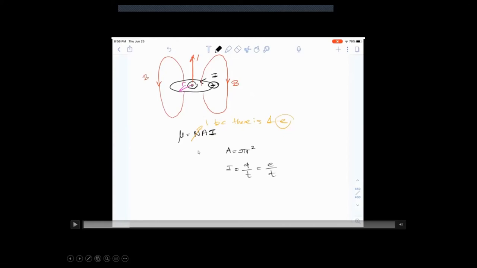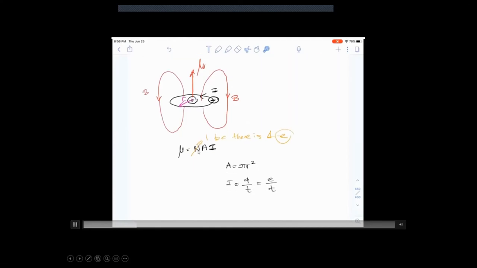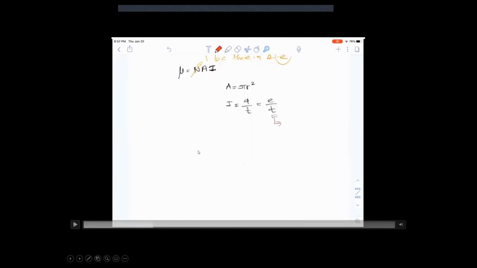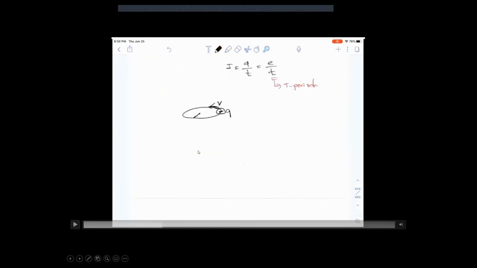And for us to be able to know the amount of time it takes to complete a single revolution, we need to know the speed of this electron. Obviously, we know how to find the speed of an electron. That was something that we did previously. All right, so T becomes the period of this motion. For us to figure out the period, we need to know the speed, because if you know the speed, you can figure out the period.